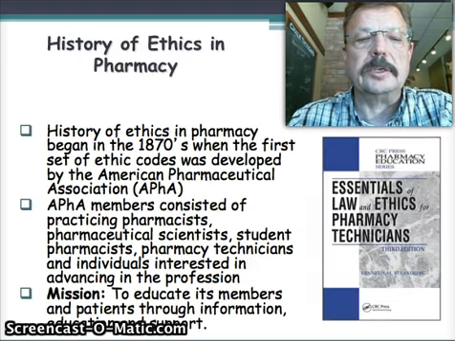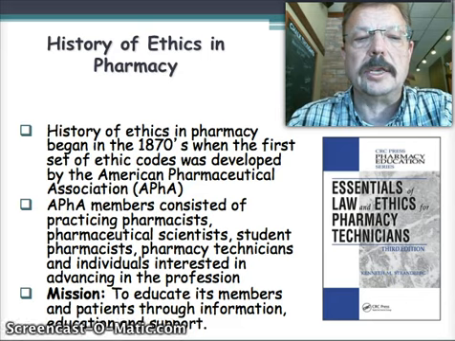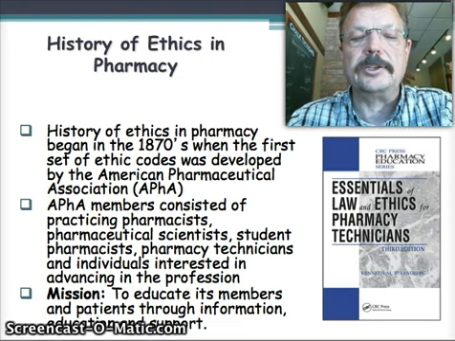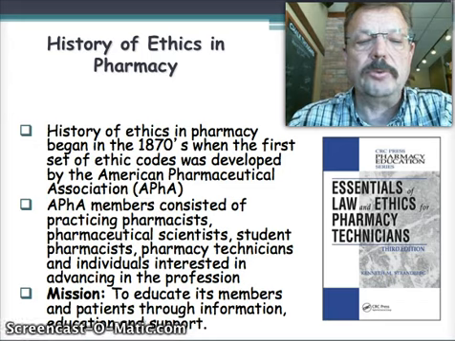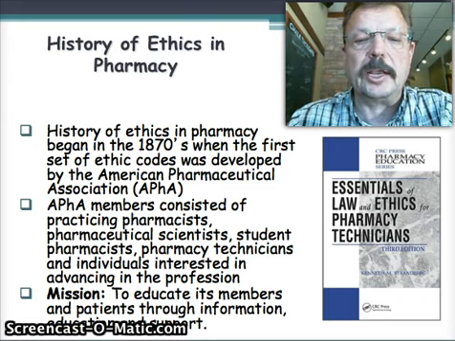The history of ethics in pharmacy started very early, in the 1870s, and was developed by the American Pharmaceutical Association. The American Pharmaceutical Association members consisted of practicing pharmacists, pharmaceutical students, student pharmacists, pharmacy technicians, and individuals interested in advancing the profession. Their mission was to educate its members and patients through information, education, and support.